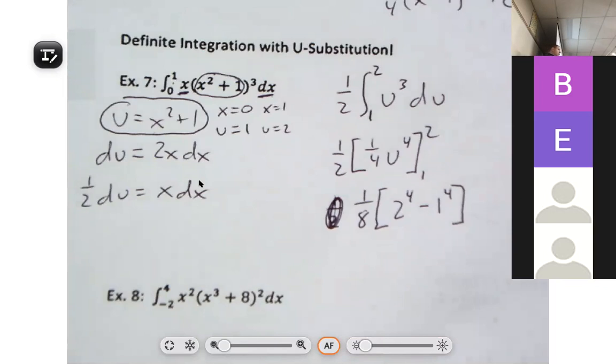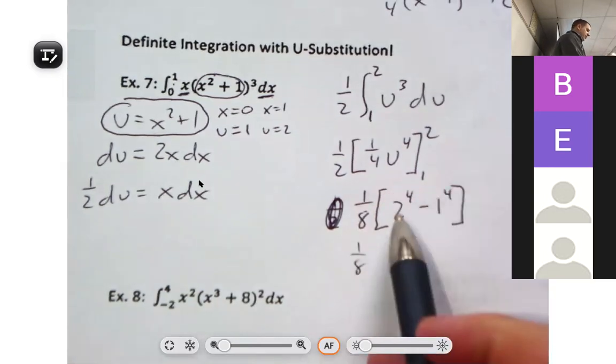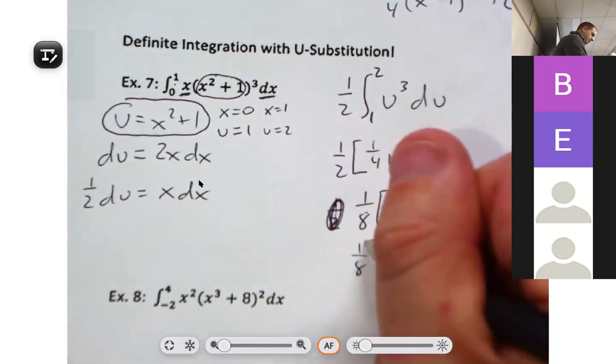If this is a free response question, I stop here. I don't mess with this stuff. I leave this answer. I've talked to you guys about that. I'm not joking when I say that. I would leave that answer and I'd move on. It's all numeric at this point. Once you get to an all numeric line, you're done. But for those of you that don't like that, this 2 to the 4th is 16 minus 1, so that's 15. So 15/8.